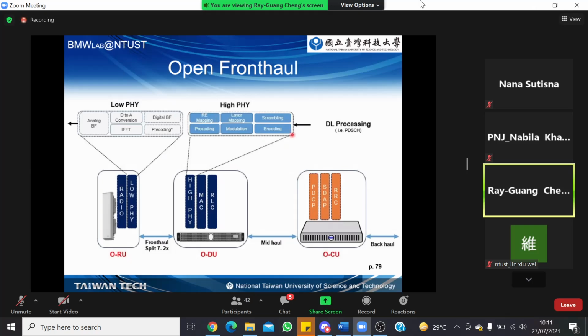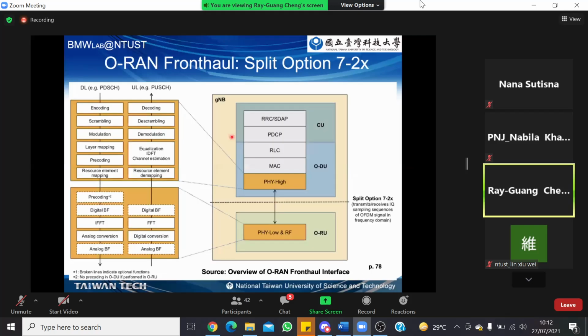So the steps are like this: encoding, then scrambling, modulation, layer mapping. This order is a little bit confusing, so you can check this figure for detail.